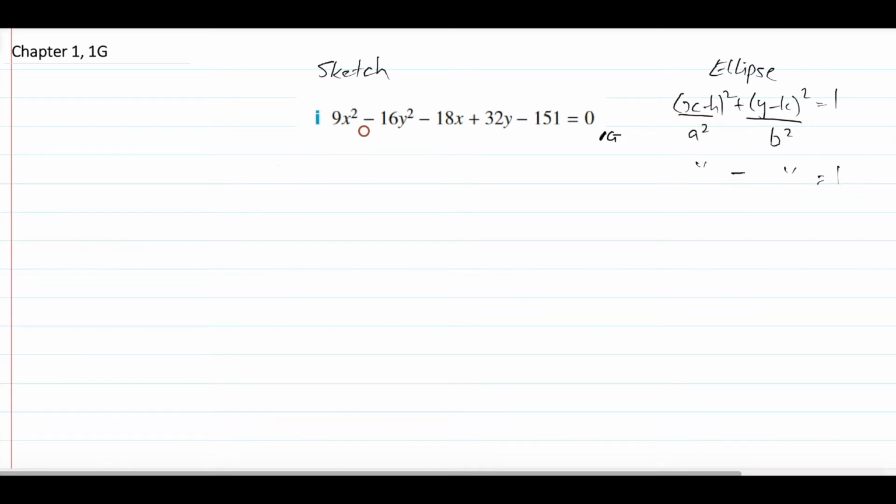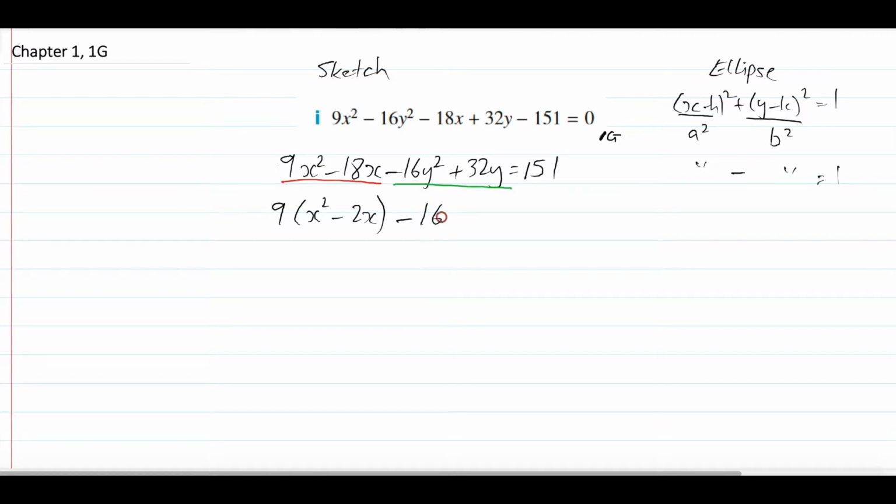Right, so the first step here is group the x terms together, 9x squared minus 18x, minus 16y squared plus 32y, and you can bring the 151 to the other side. So we're just grouping the terms together. Then we see these two terms, 9x squared and 18x, and then we have negative 16y squared plus 32y. We are going to factorize them. First, factorize 9 out of this and we get x squared minus 2x. Do the same thing for y. Take out negative 16. We have the positive y squared minus 2y in a bracket equals 151.